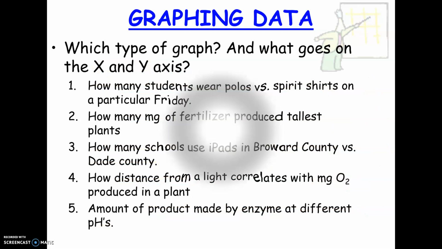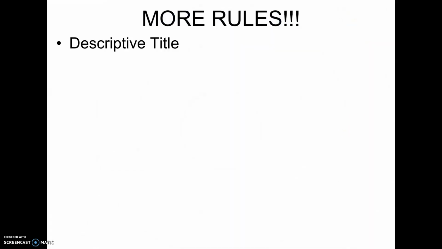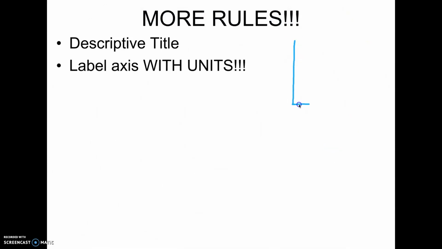All right, moving on, a few more rules. Make sure you include a title. Make sure when you label your axes, you include your units.